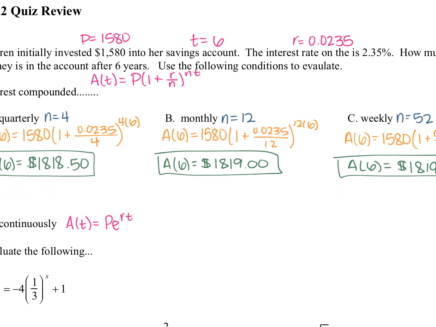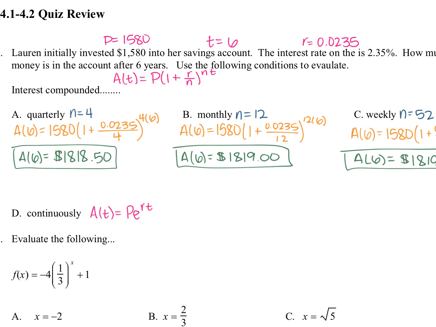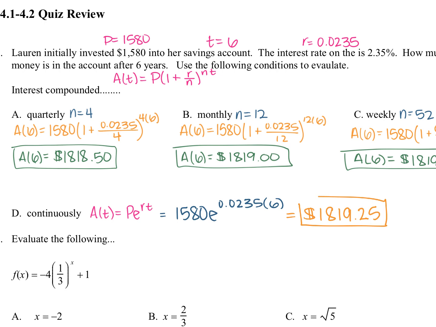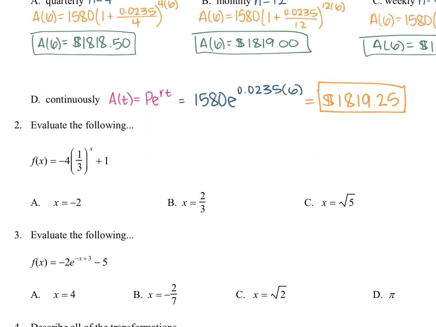For example D, we are compounding our interest continuously. So that means we use the formula A of T is equal to P times E to the power of R times T. We said our principal is the 1580, our R is the 0.0235, and T is 6. So this is going to give us 1580 times E to the power of 0.0235 times 6. Plug that into your calculator, round to the nearest hundredth or second decimal place. Since you're dealing with money, you have $1,819.25.